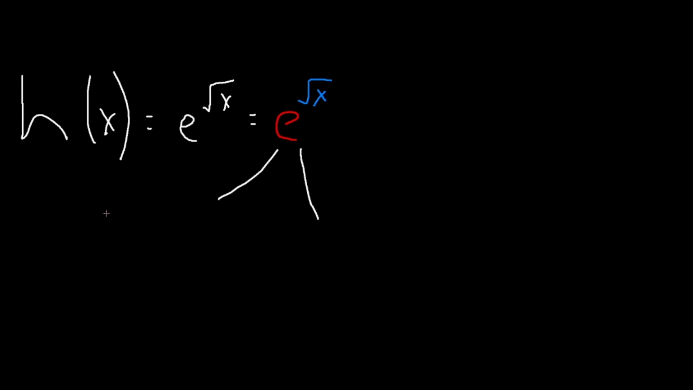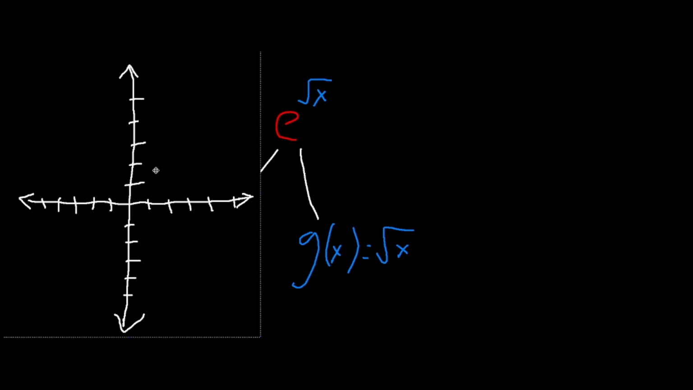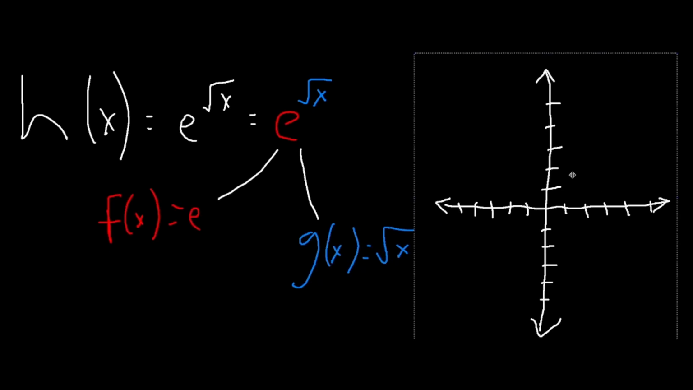So now we're going to get f of x is equal to e, because that's our outside function, and then g of x is going to equal the square root of x. So again, here are our two functions, and then I'm just going to get my graph over here, and we're going to start graphing. First thing, again, graph g of x, because it is our inside function, so we just have to graph that out.